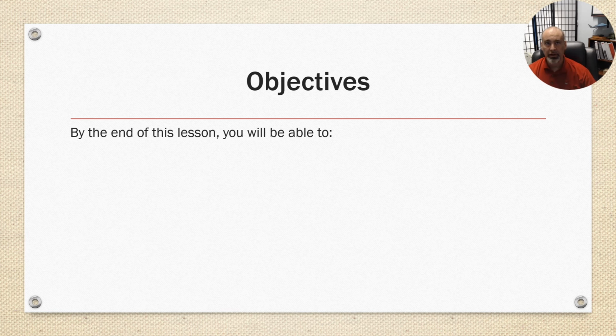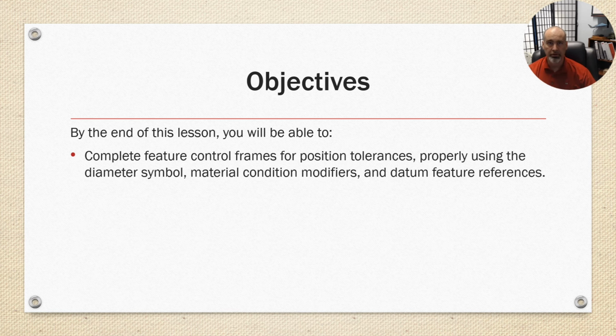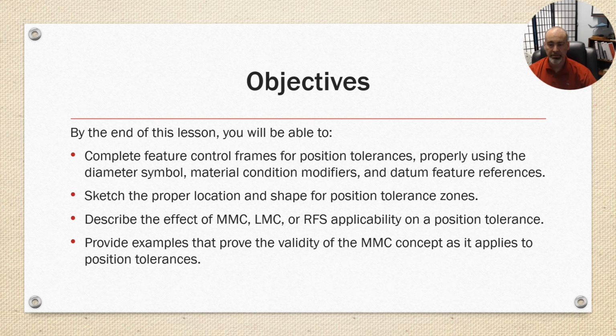Okay, our objectives: by the end of this lesson, you will be able to complete a feature control frame for position tolerances properly using a diameter symbol, material condition modifiers, and datum feature references. You'll be able to sketch the proper location and shape for position tolerance zones and describe the effects of MMC and LMC or RFS applicability on a position tolerance, and provide examples that prove the validity of the MMC concept as it applies to position tolerances.